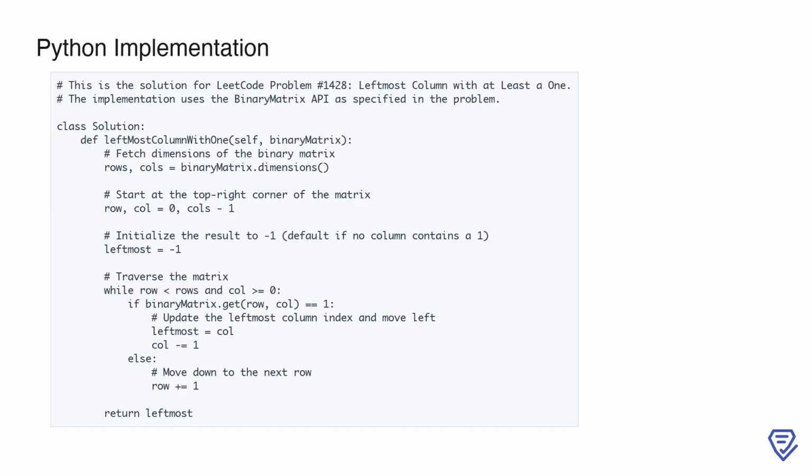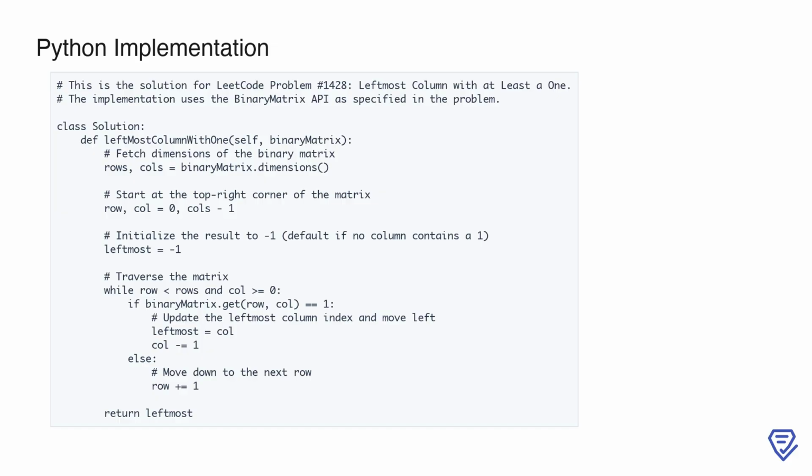The dimensions of the matrix are retrieved first, allowing us to determine the number of rows and columns. We start at the top right corner of the matrix, which is the last column of the first row. This position is ideal because it enables efficient navigation of the matrix. The algorithm maintains two pointers, row and col.